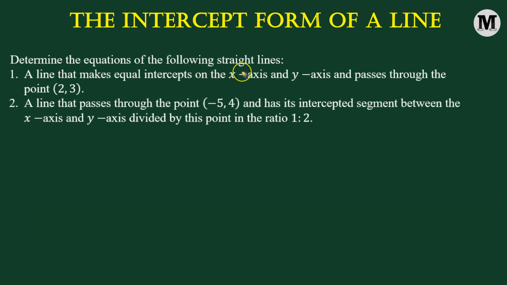Determine the equations of the following straight lines. Let's start with the first one. We need to find out the equation of a line that makes equal intercepts on the x-axis as well as the y-axis, and it passes through the point (2, 3).